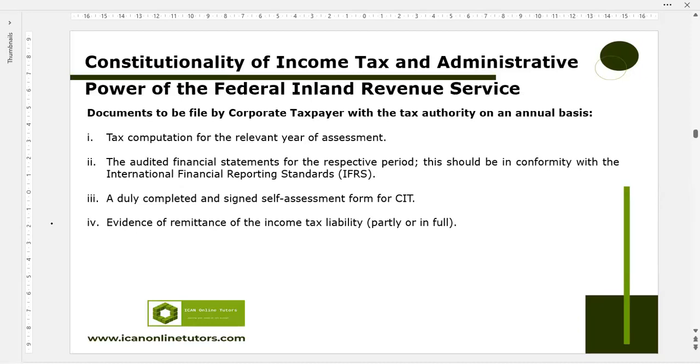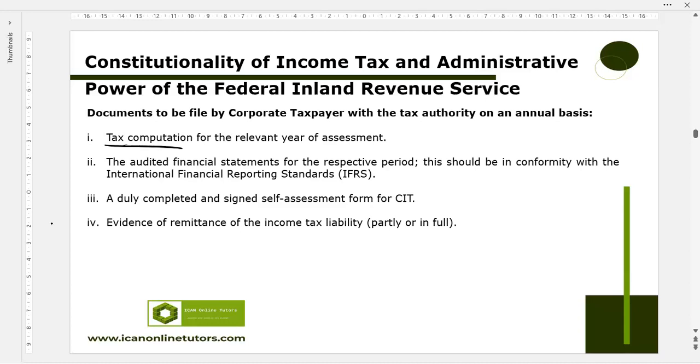Upon registration, you'll be issued a TIN number, tax identification number. This serves as the company's account number, as mentioned earlier, and it should be used on all your official correspondences with the FIRS. The next thing is the documents to be filed by a corporate taxpayer with the tax authority on an annual basis.